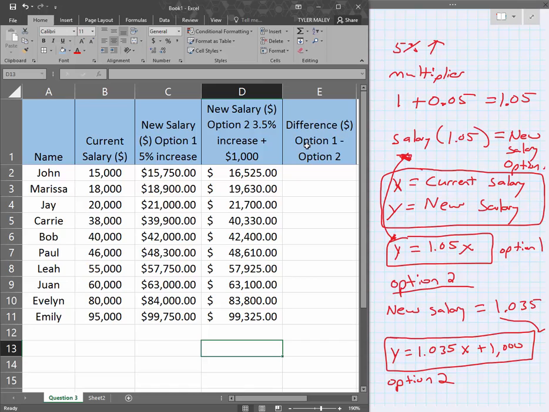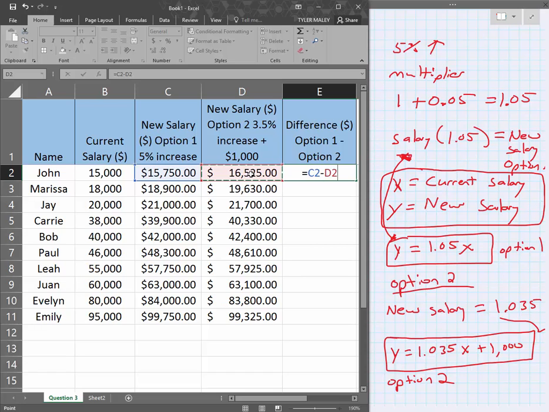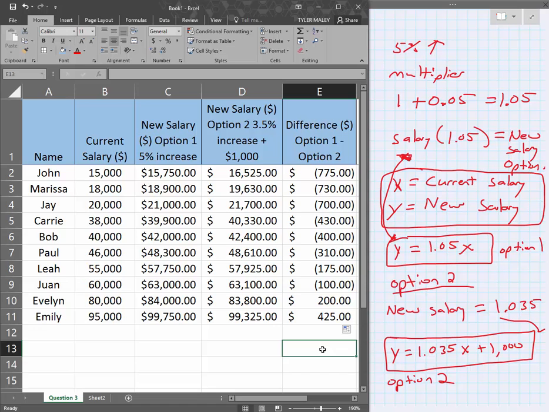And then this last row is just the difference. And notice the order. It says option 1 minus option 2. So what I'd want to do here is do option 1, so this value, minus the option 2 value, which is this cell D2. If I hit enter, it calculates that. And I can fill this down all the way. In the accounting format in Excel, negative numbers are shown with parentheses around them.